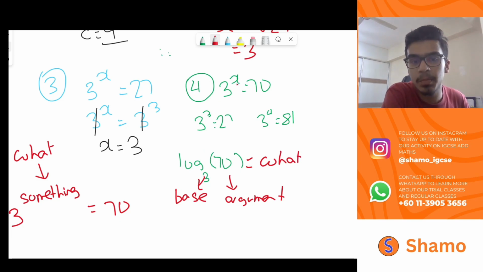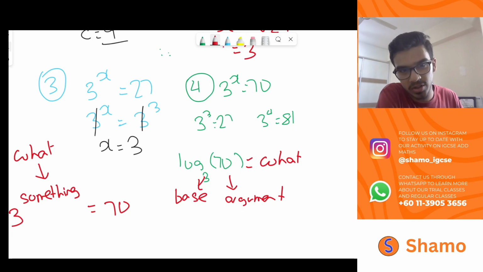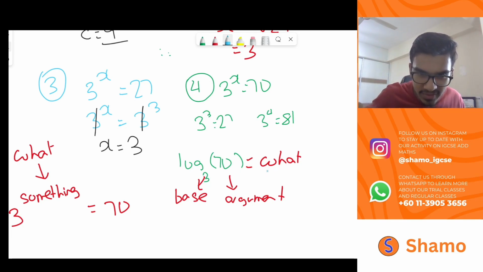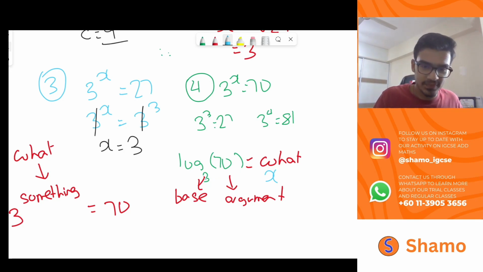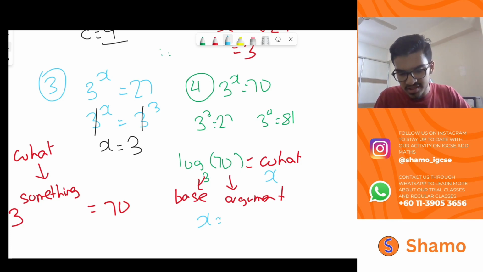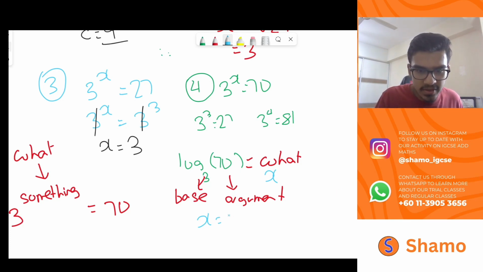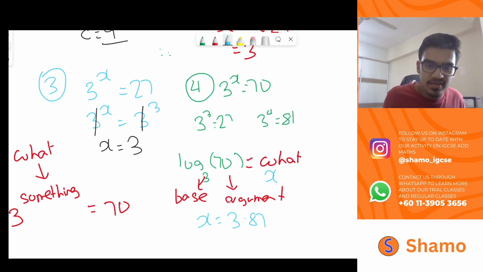And in this case, 3 to the power x equals 70. x is that what, right? That what is just x. So x is equal to log base 3 of 70. Now we can just put that in our calculator. So I will get x is equal to log base 3 of 70. Let me solve that. To 3 significant figures, it will be approximately 3.87. Now what that means is that 3 to the power 3.87 should approximately give you 70.